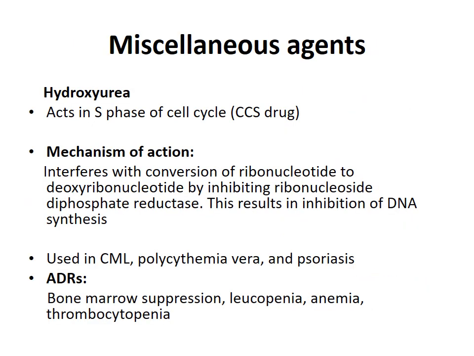Miscellaneous agents. Hydroxyurea acts in the S phase of the cell cycle. It is a CCS drug. Mechanism of action: it interferes with conversion of ribonucleotide to deoxyribonucleotide by inhibiting ribonucleoside diphosphate reductase. This results in inhibition of DNA synthesis. It is used in CML, polycythemia vera and psoriasis. Adverse drug reactions are bone marrow suppression, leukopenia, anemia and thrombocytopenia.